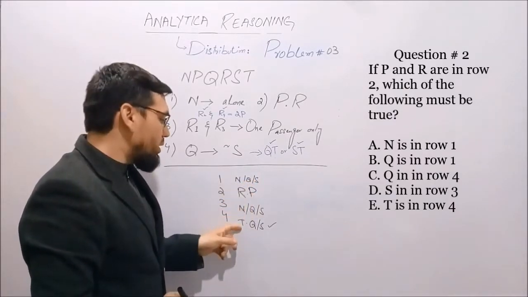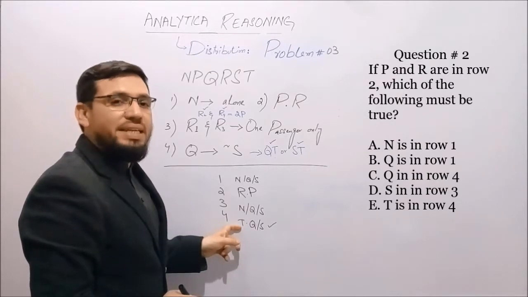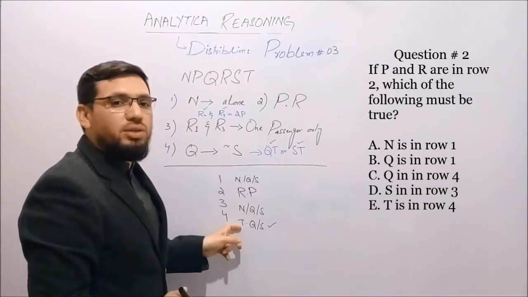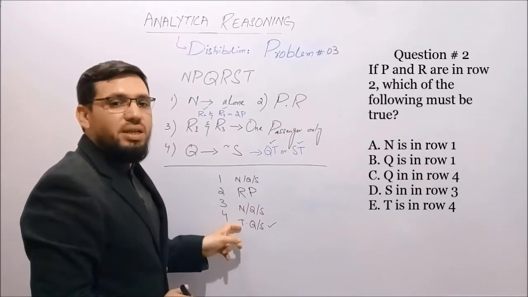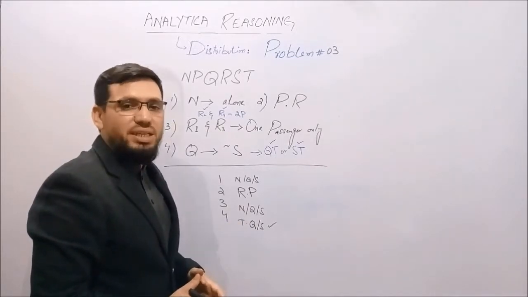So this is the only condition about which we are 100% sure: in each case T must move to the 4th row, or must appear in the last row, the 4th row. Therefore, the correct answer is option E. Let's move to the next question about this arrangement.